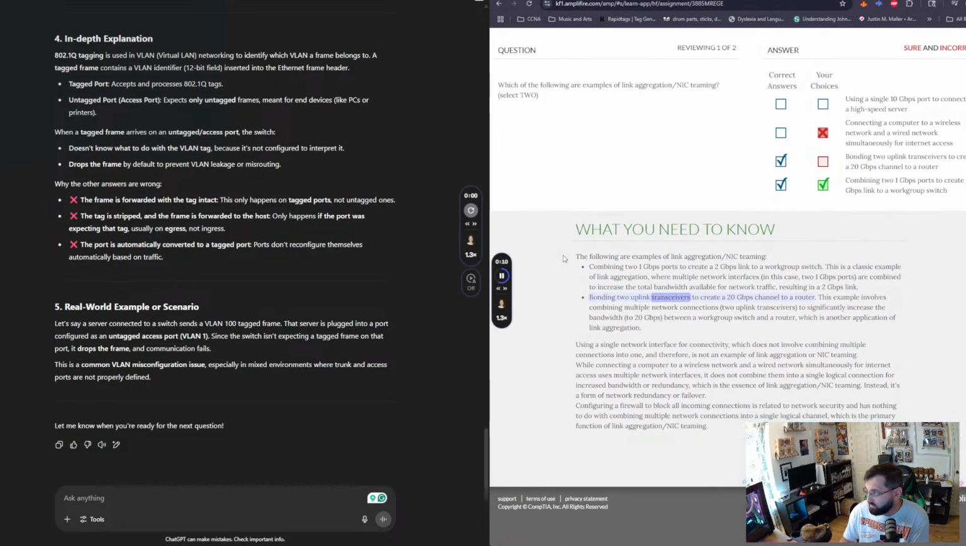Bonding two uplink transceivers to create a 20 Gbps channel to a router. This example involves combining multiple network connections, two uplink transceivers, to significantly increase the bandwidth to 20 Gbps between a workgroup switch and a router, which is another application of link aggregation.